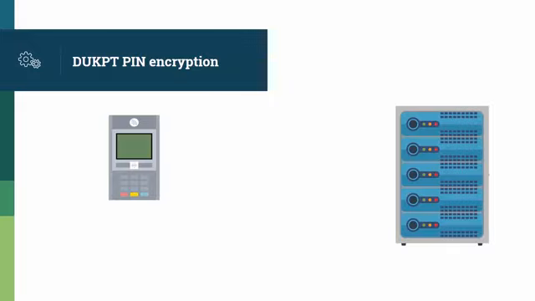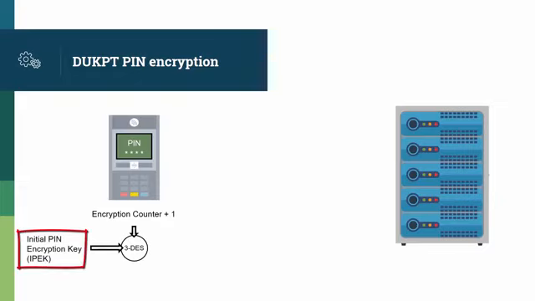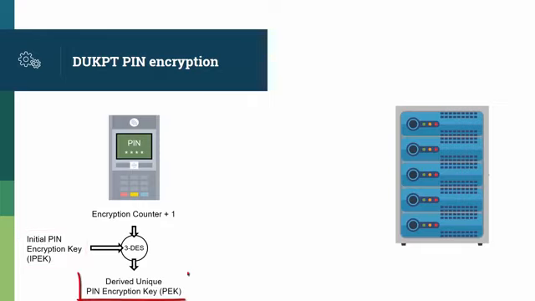When a transaction with online PIN takes place, when the cardholder enters their PIN on the PIN pad, the terminal encryption counter is incremented by 1. The terminal retrieves the initial PIN encryption key, IPEC, which was injected earlier, and derives a unique PIN encryption key. You can see that the PIN encryption key is unique because the encryption counter is different for every transaction. Having a unique encryption key for each transaction is a lot more secure than reusing the same encryption key for a number of transactions, like with master session.